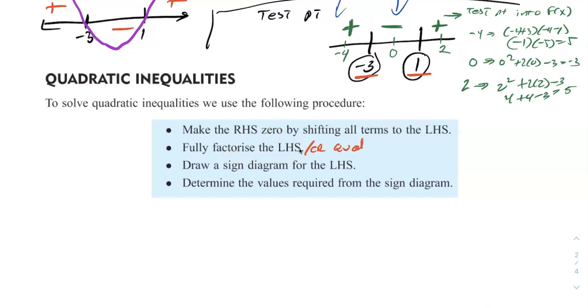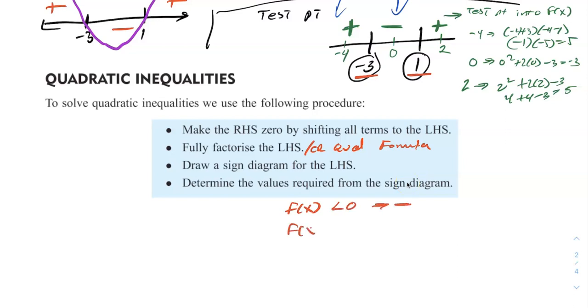Sometimes it's not factorable. You can still do it. Use the quadratic formula. It's totally fine. Then we're going to draw a sign diagram for the left-hand side, and then we're going to determine which values are required from the sign diagram. What do I mean by that? Well, if I want f of x to be less than 0, then I'm looking for the negatives, right?